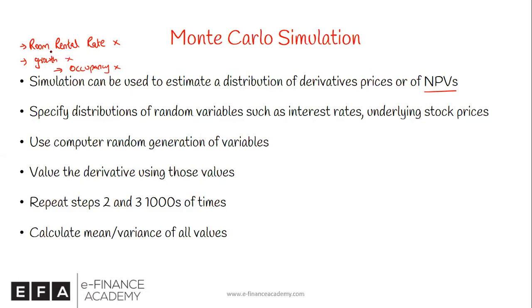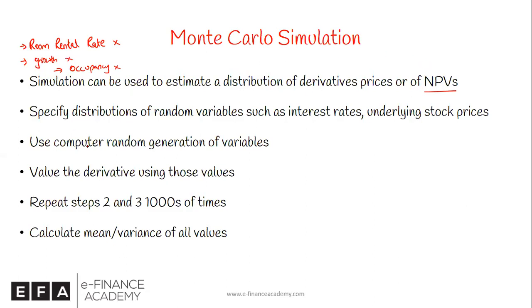In our case, the random variables could be room rental rate per night. We don't know what it will exactly be. The growth rate in the room rental rate per night. Again, we don't know what this will exactly be in the future. And the occupancy rate, for example. So you specify them. We have already specified. And what we're looking for is the NPV.